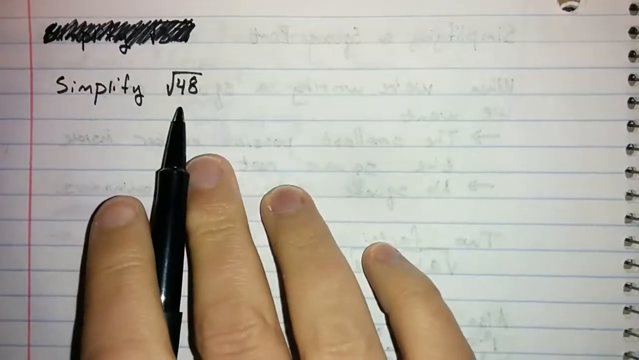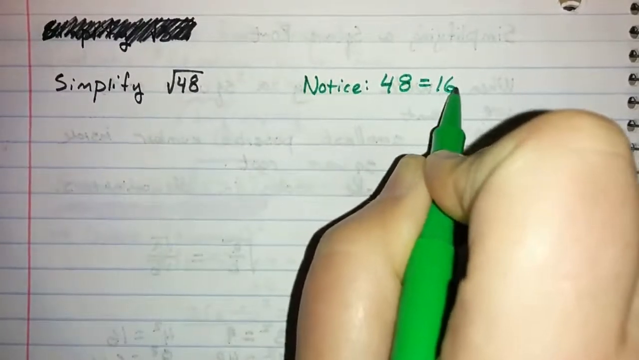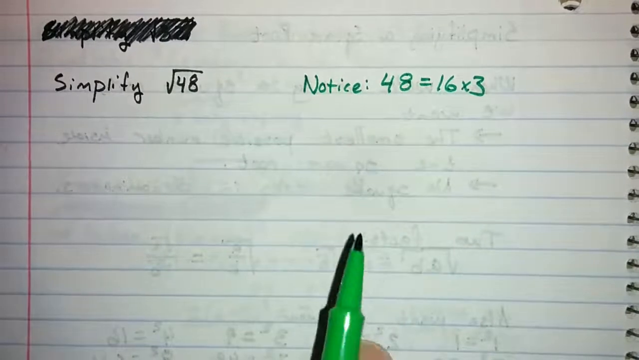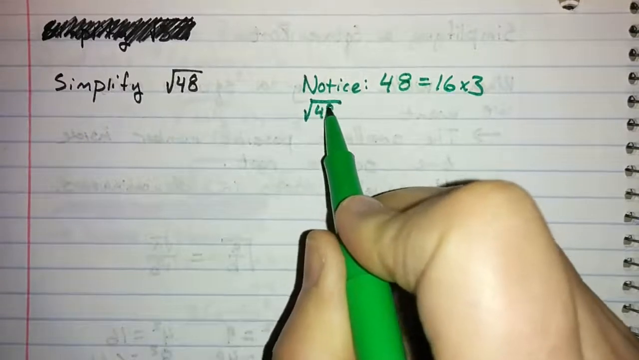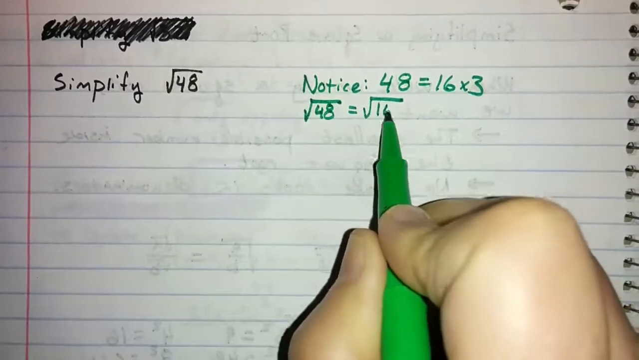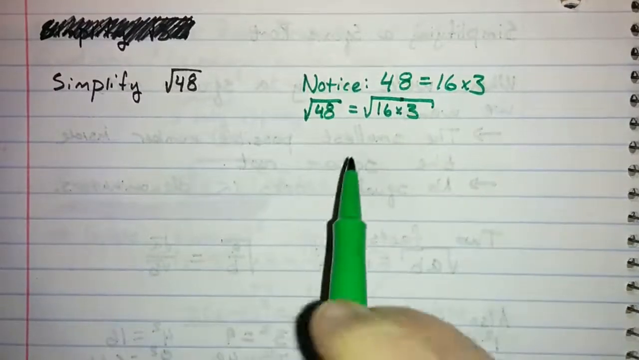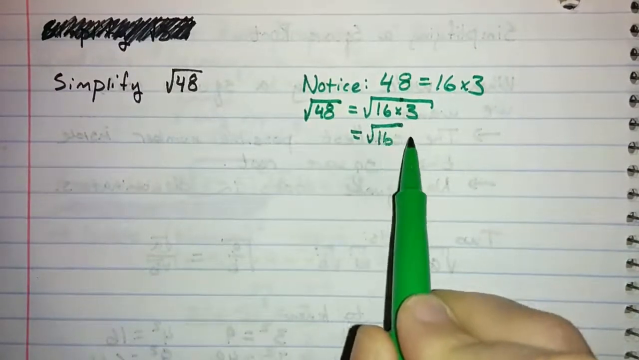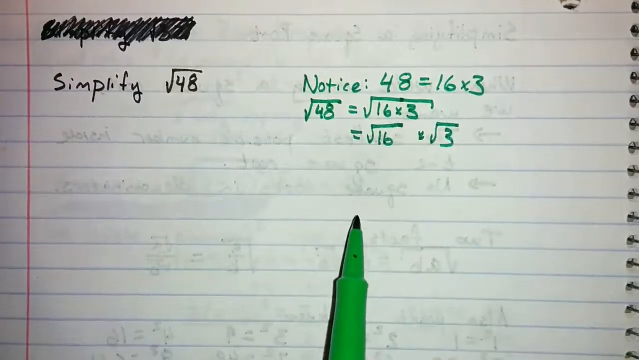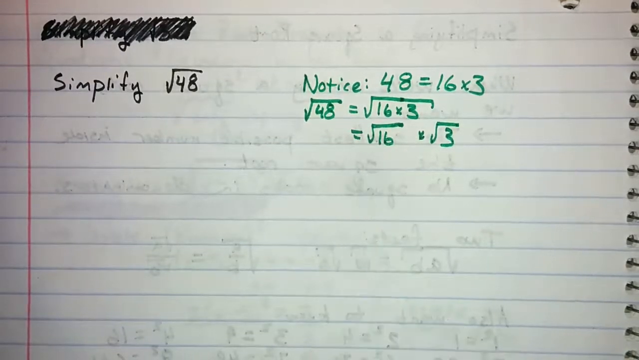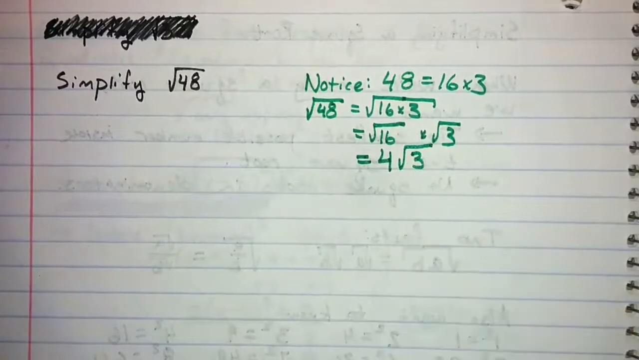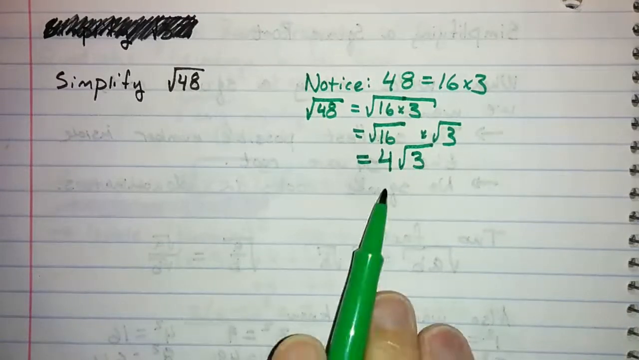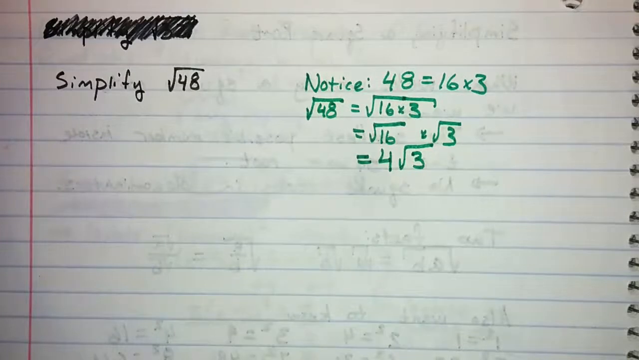All right, so maybe you immediately spotted that 48 is 16 times 3. If you did, then you said that the square root of 48 is the square root of 16 times 3. So it's the square root of 16 times the square root of 3. 16 is a perfect square. Its square root is 4. So we'll have 4 times the square root of 3. So maybe you spotted that and you got this answer.